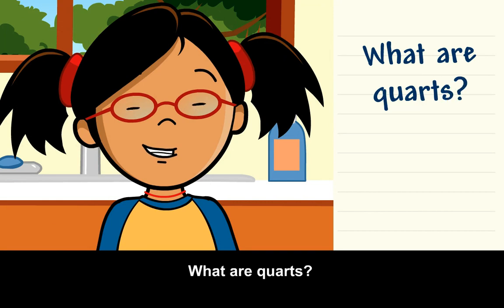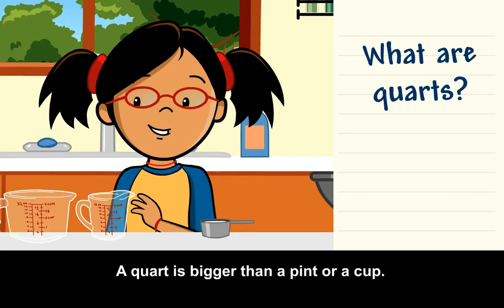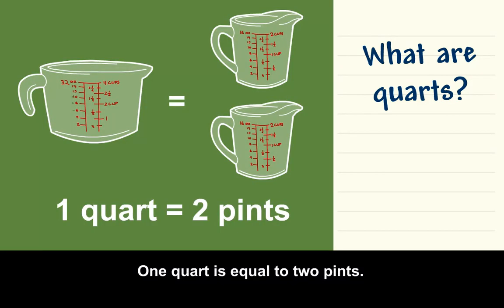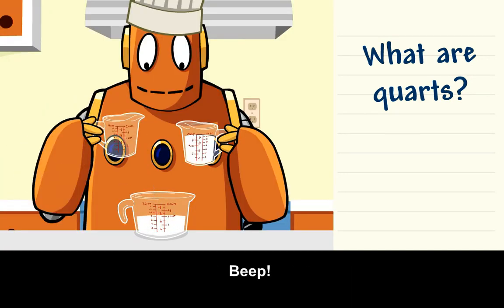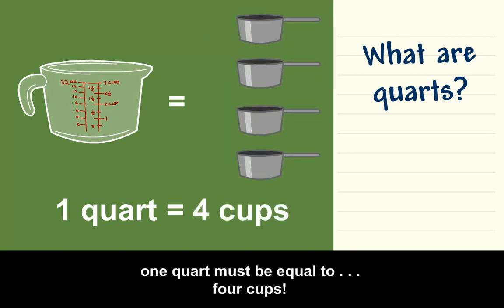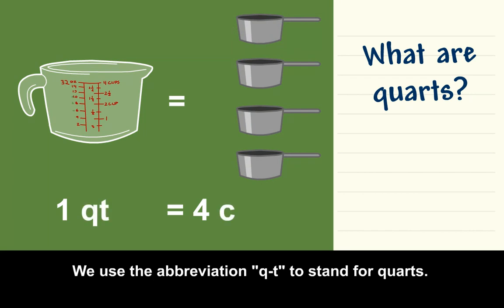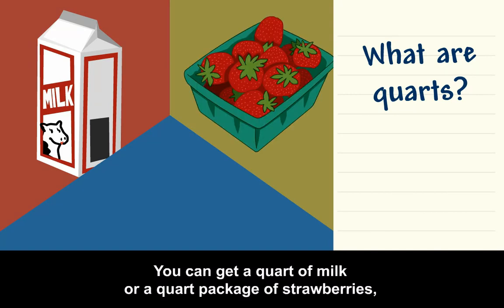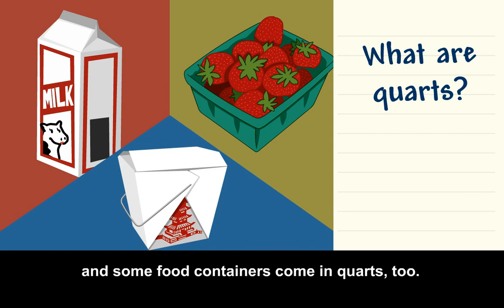What are quarts? A quart is bigger than a pint or a cup. 1 quart is equal to 2 pints. Since 1 pint is equal to 2 cups, 1 quart must be equal to 4 cups. We use the abbreviation QT to stand for quarts. You can get a quart of milk or a quart package of strawberries, and some food containers come in quarts too.